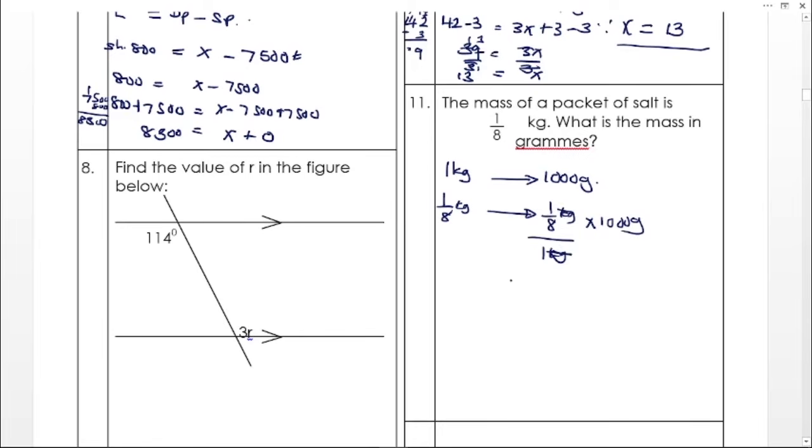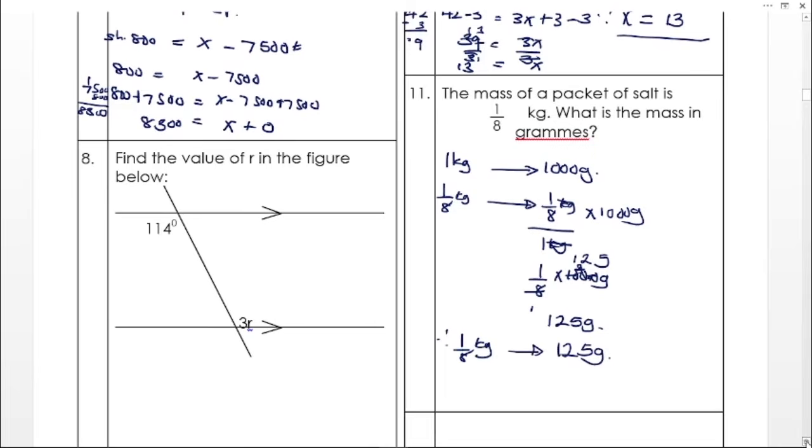Kilogram goes with kilogram, so what I'm having is 1/8 times 1,000 grams. How many 8s are in 10? We have 1 8, remainder 2. How many 8s are in 20? We are having 2 8s, that is 16, remainder 4. How many 8s are in 40? They are 5, so we come up with 125 grams. Therefore 1/8 kilogram is equivalent to 125 grams.